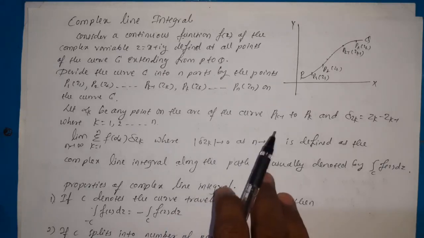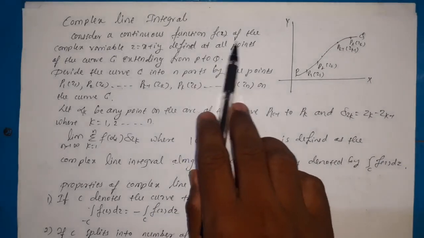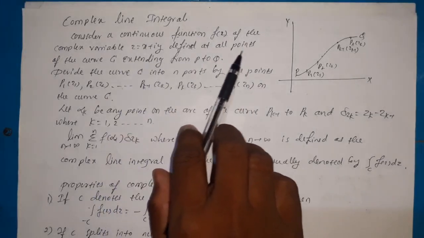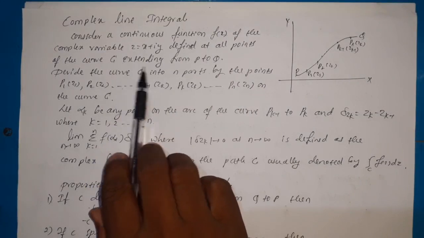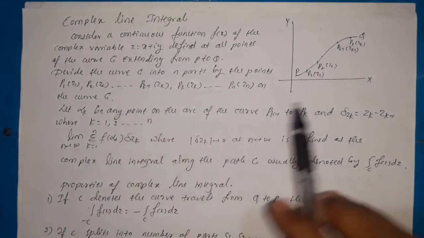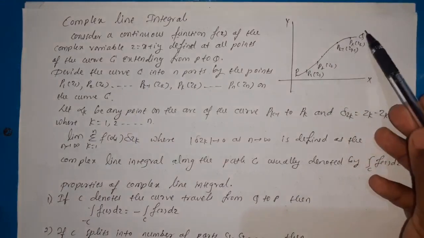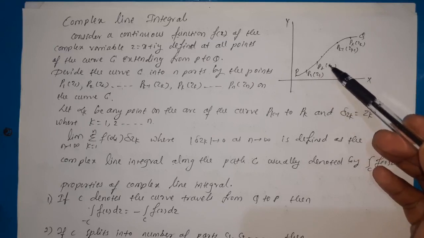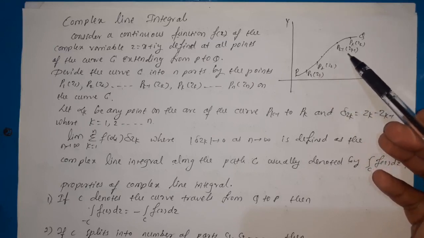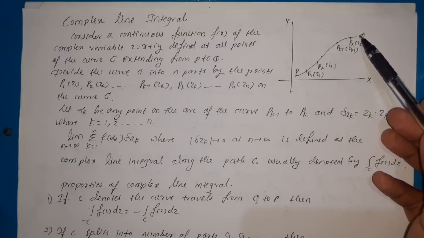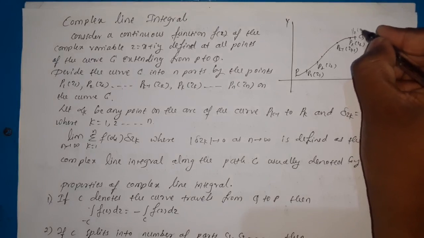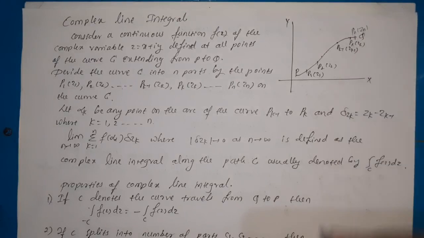So let us consider a function f of z of the complex variable z equal to x plus iy, defined at all the points of the curve C extending from P to Q. Here it is the curve PQ. On this curve we are considering the points P1 of Z1, P2 of Z2, and so on, Pk minus 1 of Zk minus 1, Pk of Zk, and the nth point, Pn of Zn, on the curve PQ.